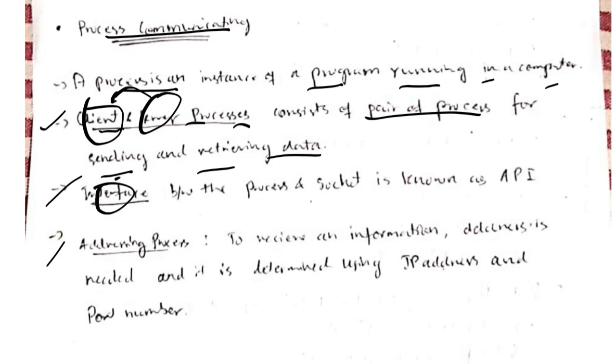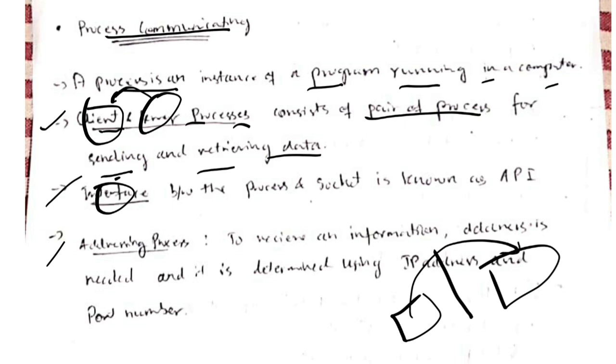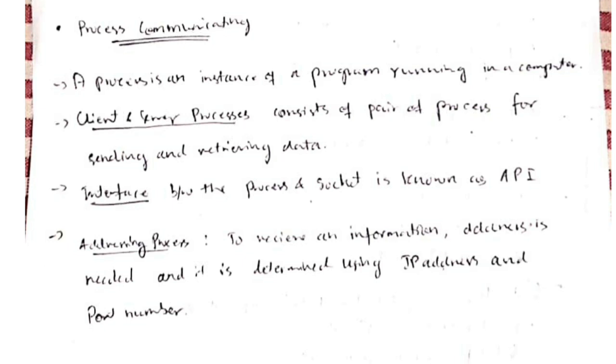And the interface is nothing but, if you have a client and a server here, API means application programming interface. We can't directly fetch the data from the database. What we have to do is make a request to the API, and the API will fetch the data if it's permitted to, then it will return the data, and that will be transferred to the client, okay. That is API. And the next one is addressing process, okay. To receive information we need the address, right? That is determined using IP address and port number, okay.